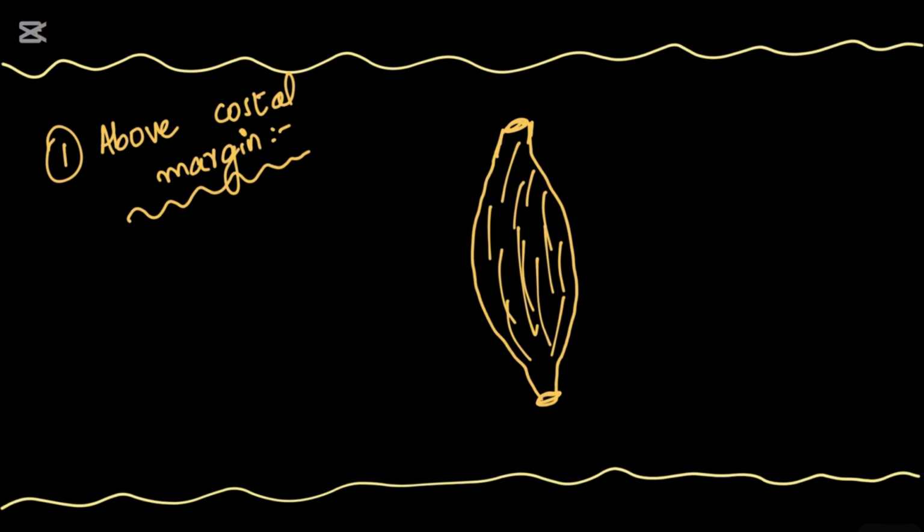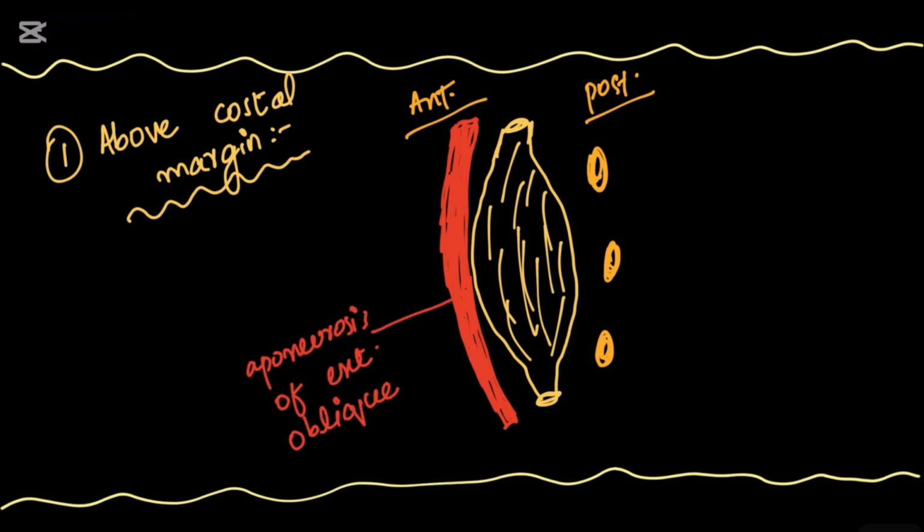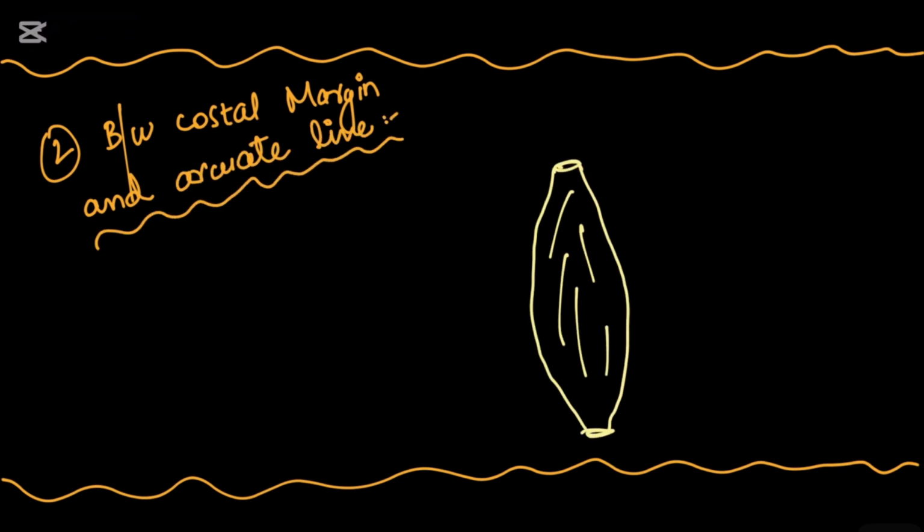Anteriorly, the rectus sheath is made up of, here we can draw this like rectus abdominis muscle, and then this aponeurosis of external oblique, and posteriorly only by the costal cartilages. Between costal margin and the arcuate line, now we have to remember this.